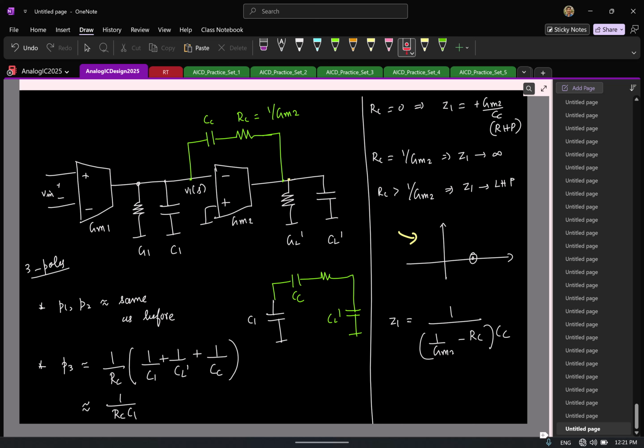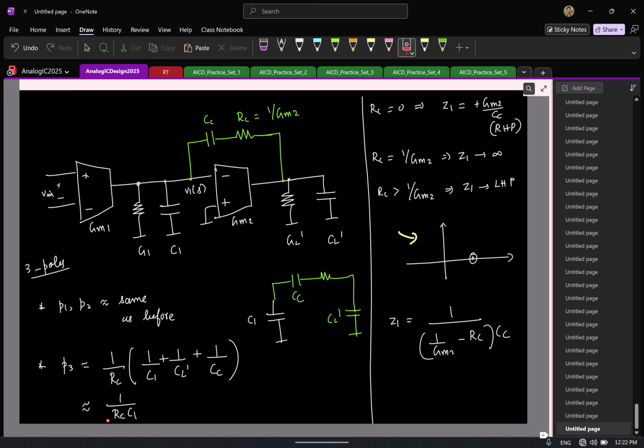I already know I had 2 poles which are same as before. Earlier I had an RHP 0, correct? Now I have this pole. So if I want to make sure that this is better than this, what is the comparison I should look at? I should be looking at the location of this pole and this RHP 0, correct? Now if this pole is located at a frequency much greater than this RHP 0, then it's okay, right? So now we can check it.